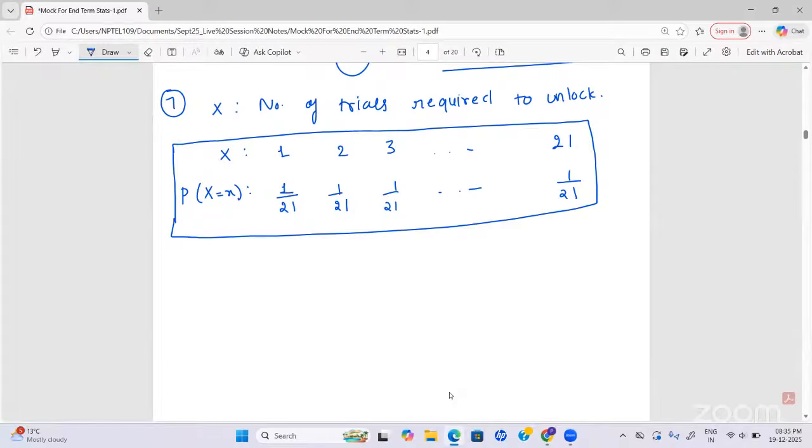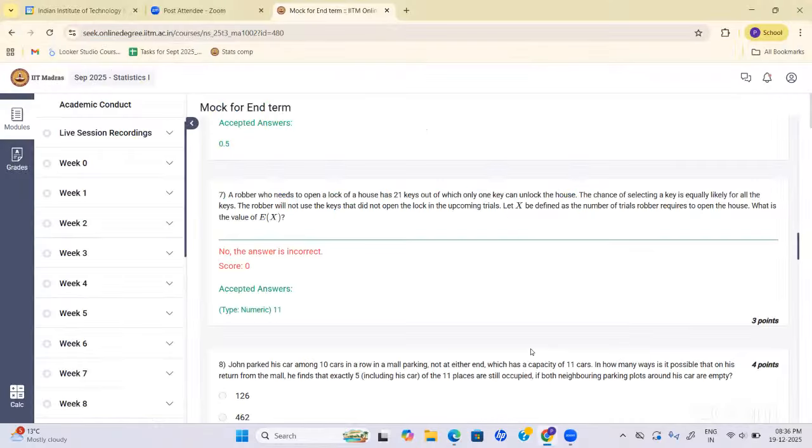I think the denominator will decrease by 1 in that case, and the probability will change. So the second key opening will be 1 by 20, I think, because the first key is not opening, only then I'll go to the second. Yeah, that can be different. It will not be the same as this. And then what will be the probability? That will depend on the situation, the condition which will be given in the question.